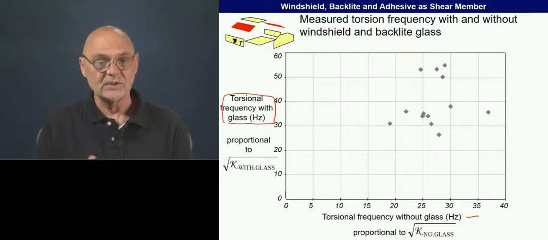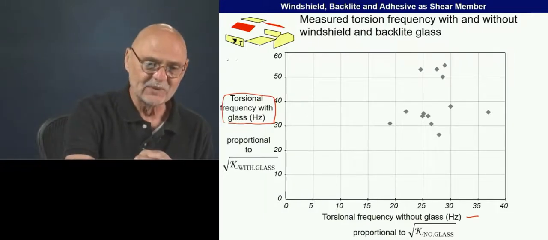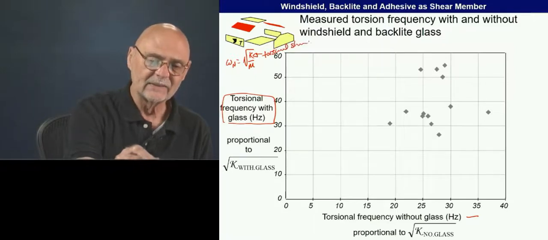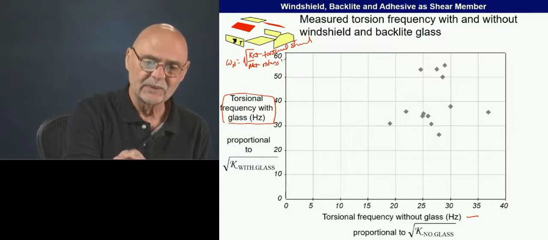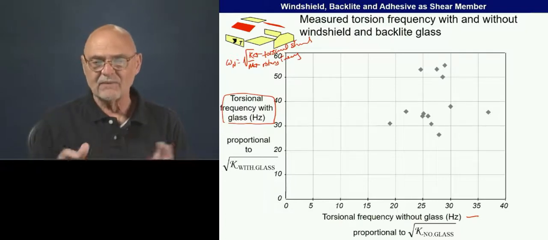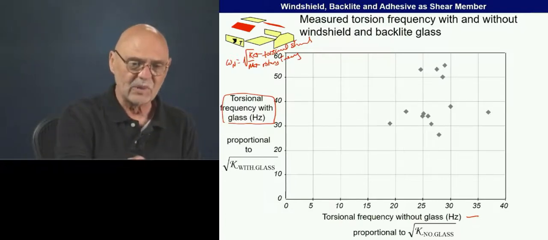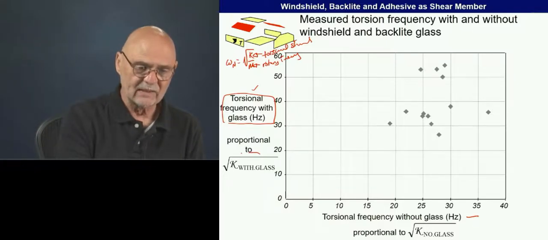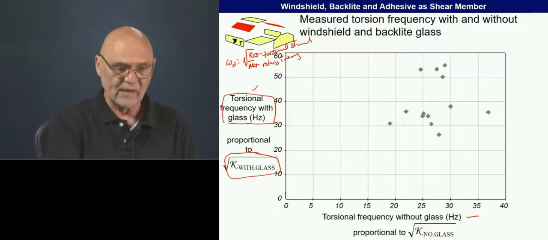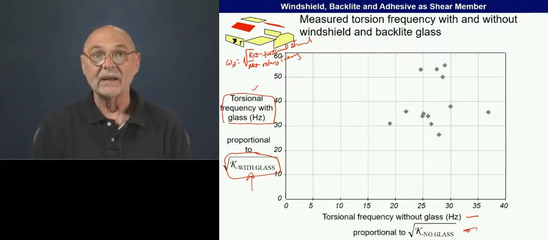Okay? So we're looking at a frequency here. And we know generally that frequency is equal to the square root of k over m. And this is the torsional stiffness in this case. And this is like the rotary inertia of all the various parts and components that are attached. So what we can visualize with this graph is not plotting torsional frequency, but plotting something that's related to the stiffness of the body in white, in this case with glass, and in this case without glass.